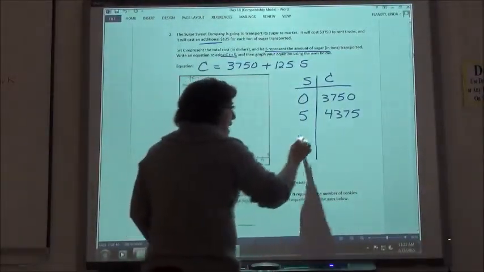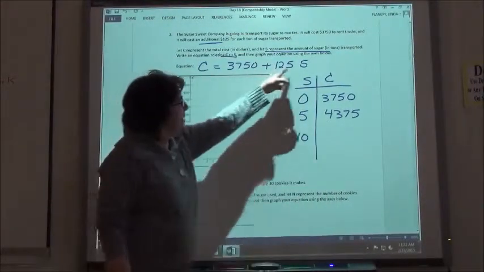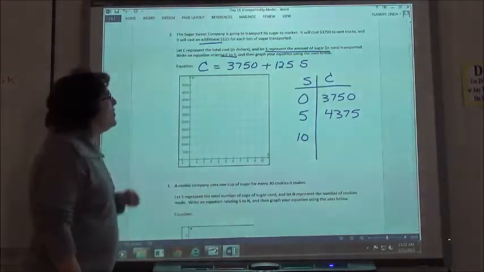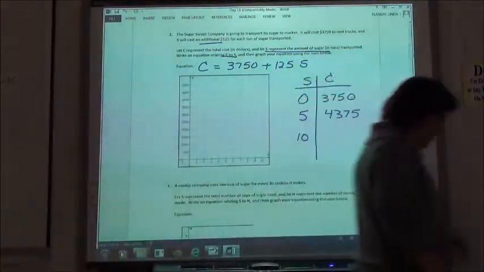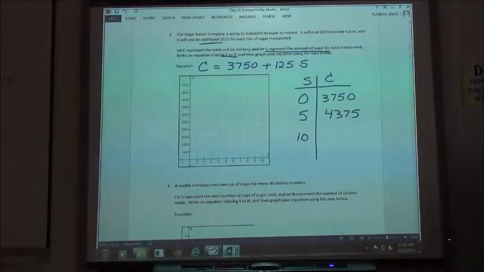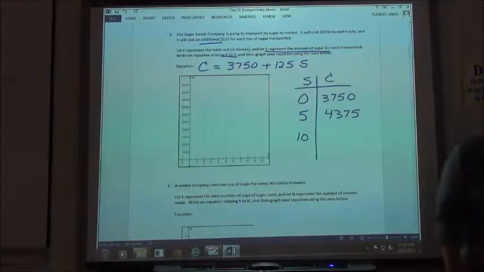If I want to do 10, just add a 0 to the 125, so 1,250. So I'm going to take my 1,250 plus my $37.50, and I'm going to get 5,000.